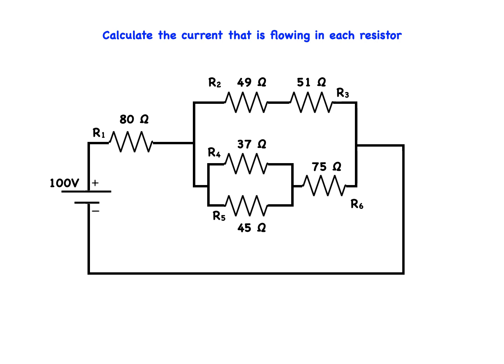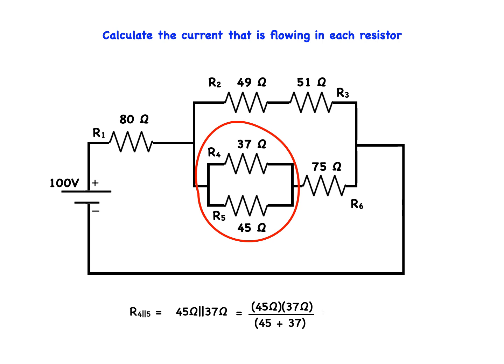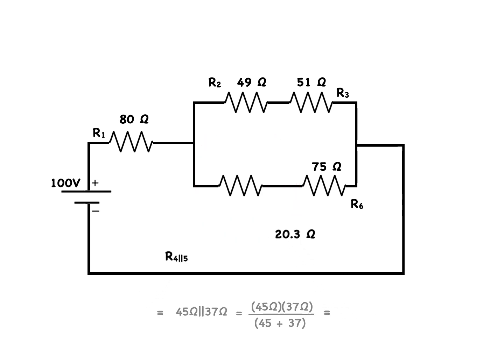To begin, we find the parallel resistance of the resistors R4 and R5, which is 20.3 ohms. We replace that parallel combination with the equivalent resistor. Now we work out each of the parallel branches.